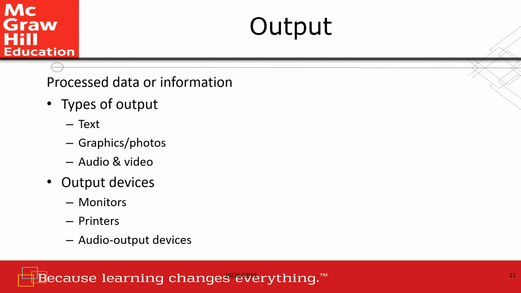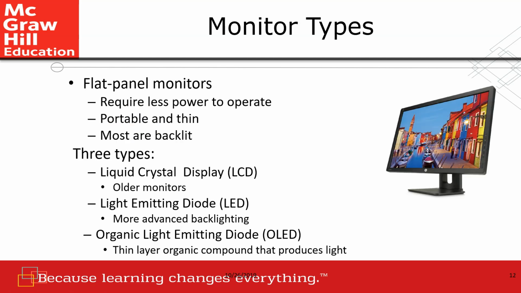Output device. So we are now moving to output devices. An output device basically presents processed data or information, for example monitors and printers. You also have audio output devices nowadays. The type of output can be in the form of text, graphics, photos, audio, and video.